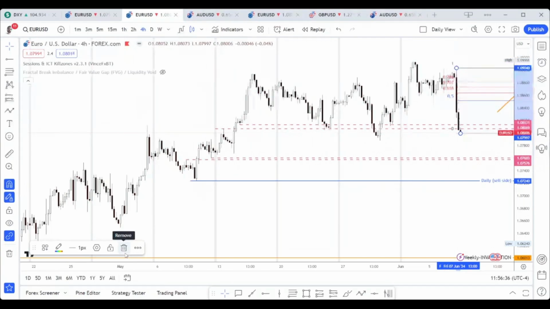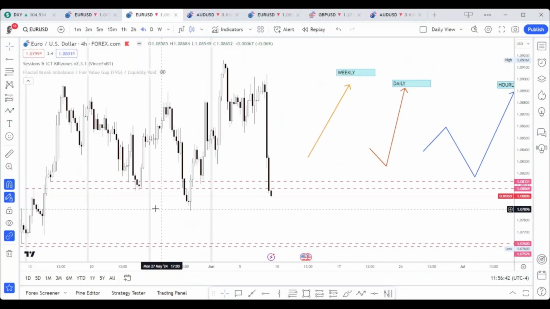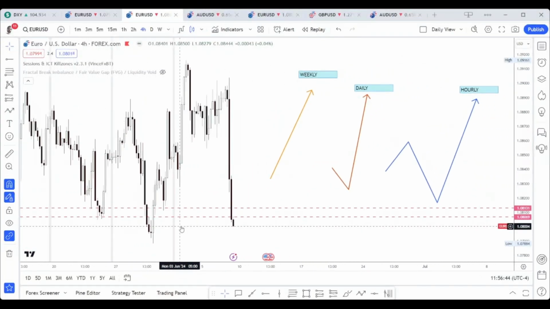One more thing that I want to tell you is that when you're combining different time frames, you have to understand what your daily bias, weekly bias, and hourly bias really are. And you always work your way downwards, and afterwards, once you're done, you try to work your way upwards.